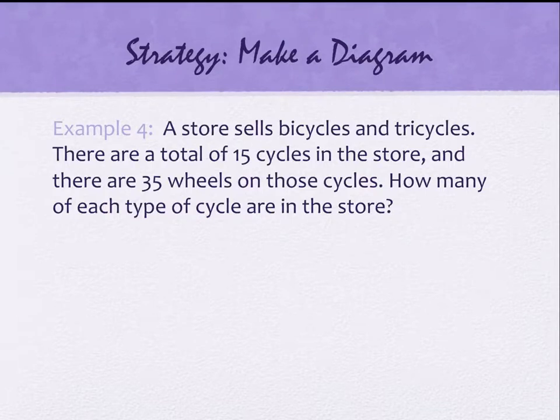Okay, this is a fun example because it's probably not the strategy that you would do in your life right now if I asked you to do this problem. So let's take a look. A store sells bicycles and tricycles. There are a total of 15 cycles in the store, and there are 35 wheels on those cycles. How many of each type of cycle are in the store?